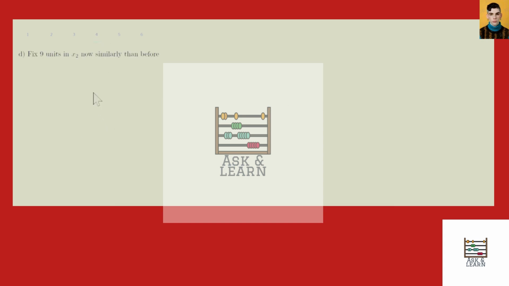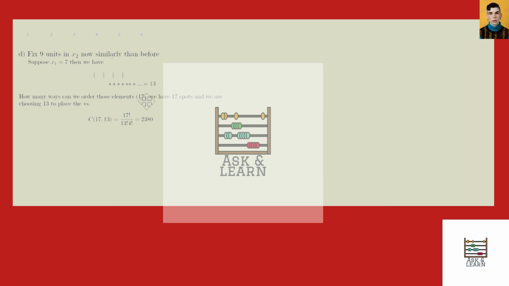Now, for the last one, we have to consider x1 being less than 8 and x2 being bigger than 8. So we will do something similar to what we did in the previous one, but first we are going to fix 9 units in x2. So suppose now that x1 is 7. So we have 5 spots in which to place now 7 plus 9, that's 16. 29 minus 16 is 13. So we have 13 units to place there.